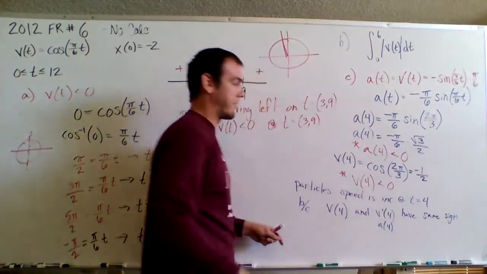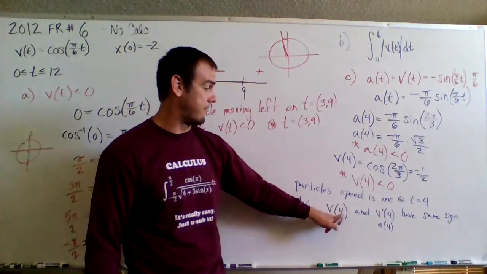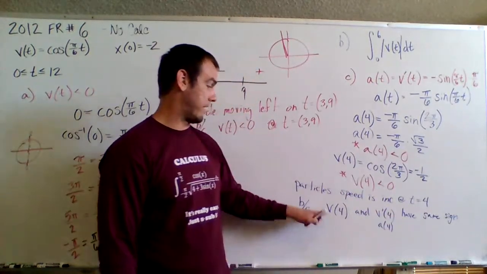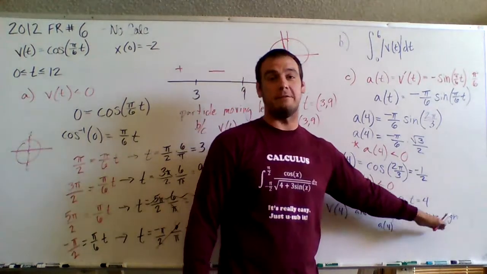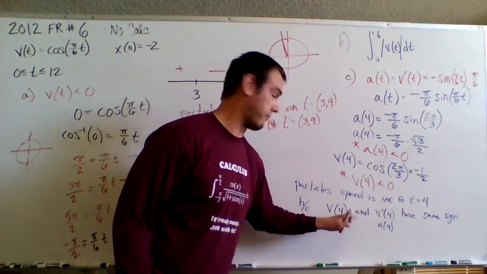Okay, now I don't have to say at t equals 4 again because I specifically said v of 4 and v prime of 4. If you just said v of t and v prime of t, then you're going to have to say they have the same sign at t equals 4, but this is basically saying at t equals 4 for me.